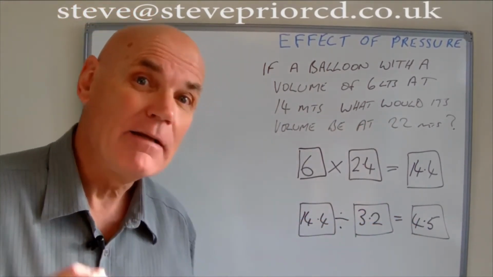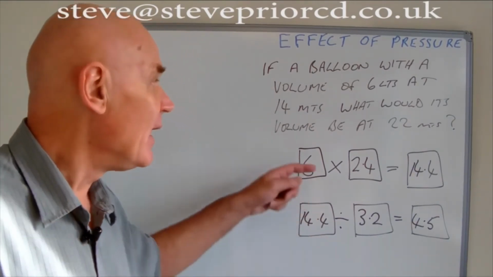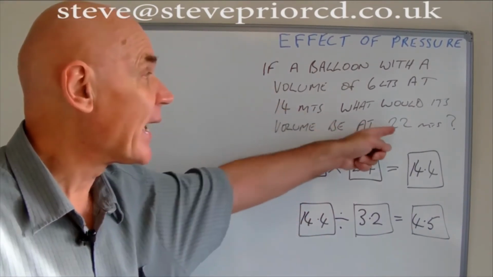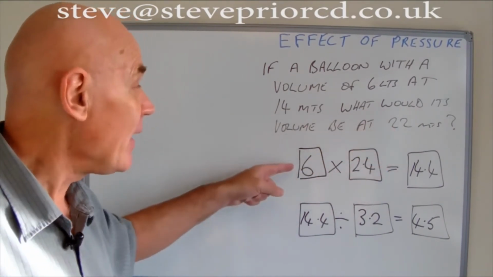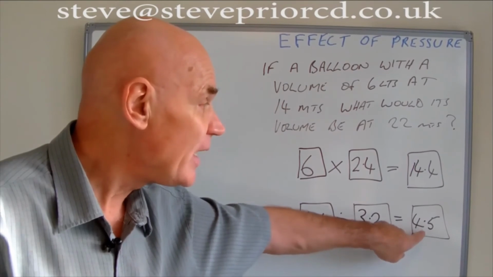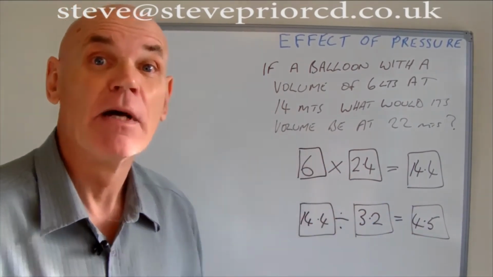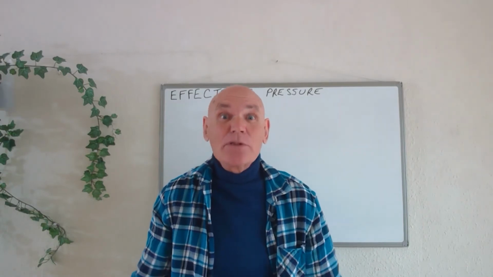And once again, let's use our practical heads, the stuff that you already know about. If the balloon's already at 14 metres and we're going to take it to 22 metres, it will go from 6, it will be smaller, won't it? So if you've ended up with a larger number than 6 here, you know it's another indication you've got these 2 signs mixed up. Okay, so that's the box method.